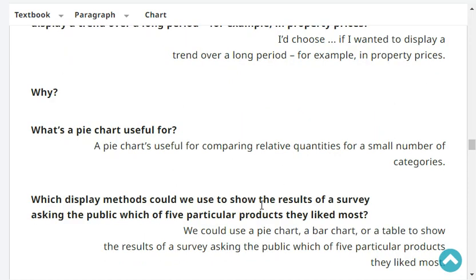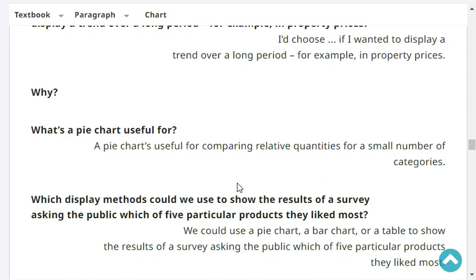Because line graph indicates fluctuation for a long period of time. That's correct. It shows the fluctuation for a long period. Right. Very good. What's next?